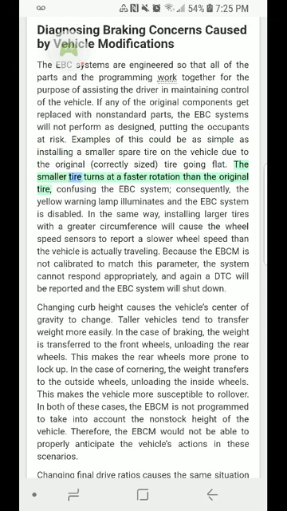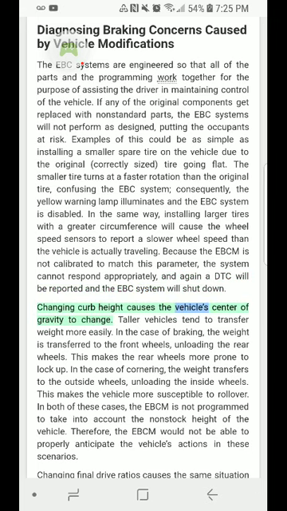The smaller tire turns at a faster rotation than the original tire, confusing the EBC system. Consequently, the yellow warning lamp illuminates, and the EBC system is disabled. In the same way, installing larger tires with a greater circumference will cause the wheel speed sensors to report a slower wheel speed than the vehicle is actually traveling. Because the EBCM is not calibrated to match this parameter, the system cannot respond appropriately, and again a DTC will be reported, and the EBC system will shut down.